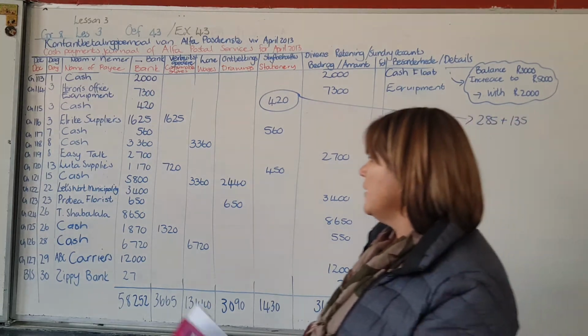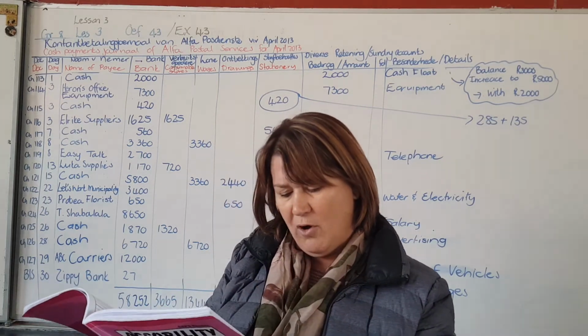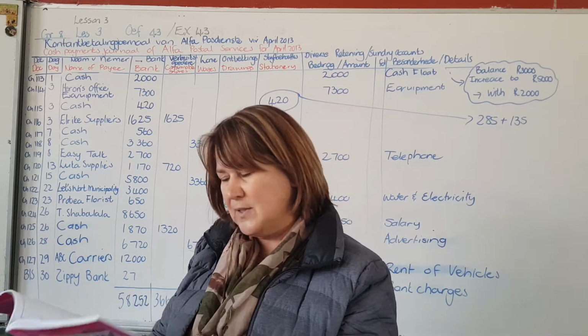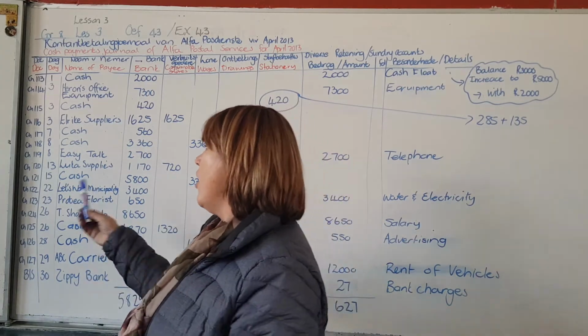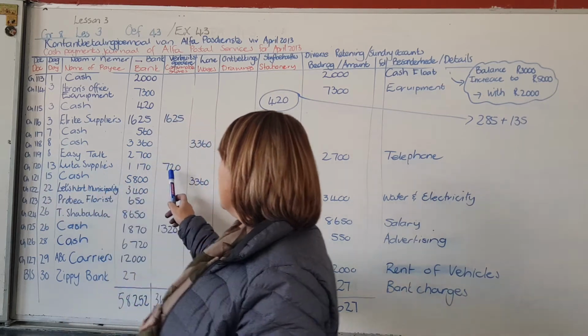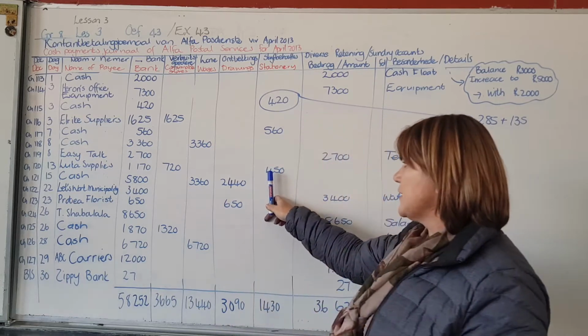Alright. Then on the 30th, it said issue a check in favor of Lucas Supplies for consumable stores and stationery. So now check 120 on the 13th, Lucas Supplies, 720 in your consumable, 450 in your stationery.